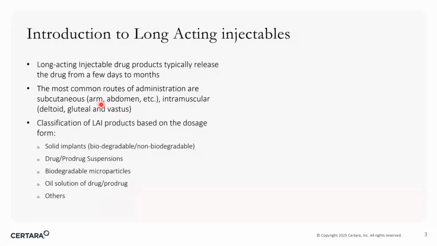In addition to the most common routes, other routes of administration are sometimes also reported in the literature. For example, Ozurdex, which is a dexamethasone solid implant, is for intravitreal administration.